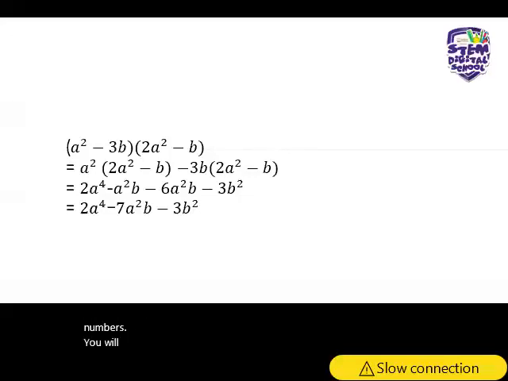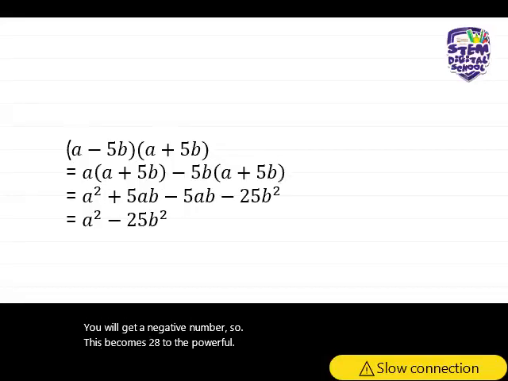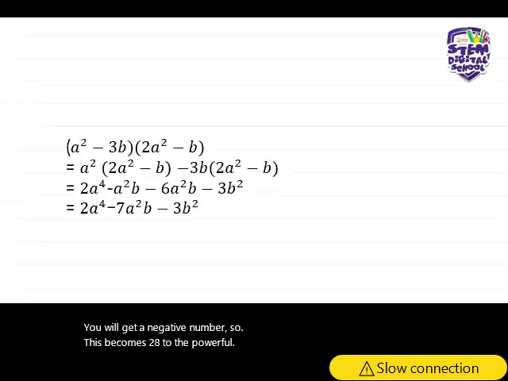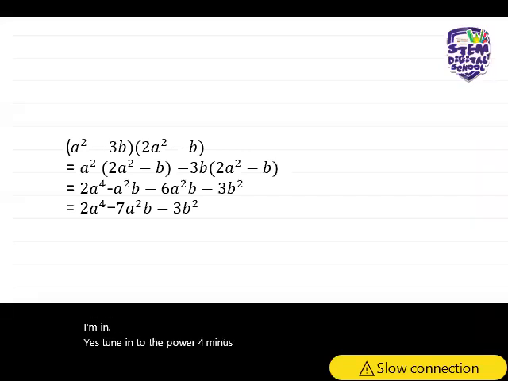So this becomes 2a to the power 4 minus 7a squared b minus 3b squared.